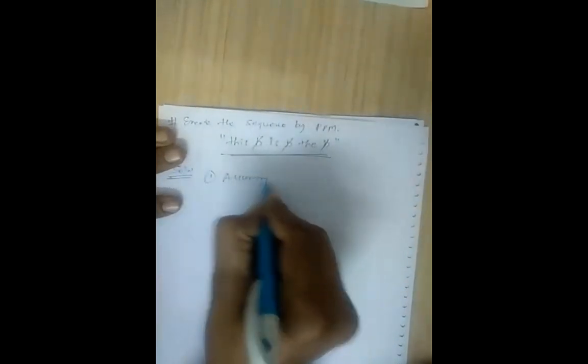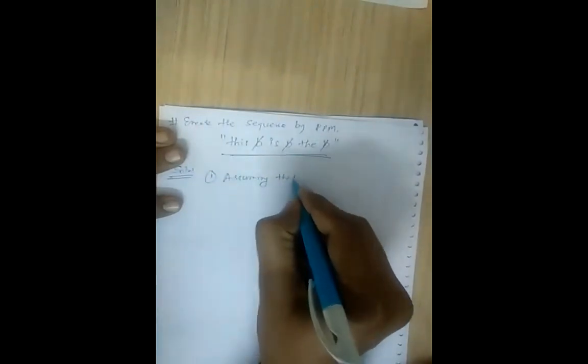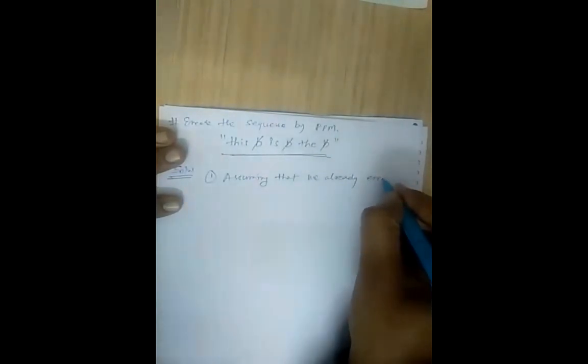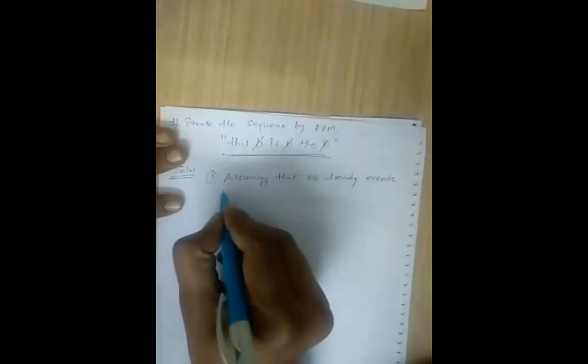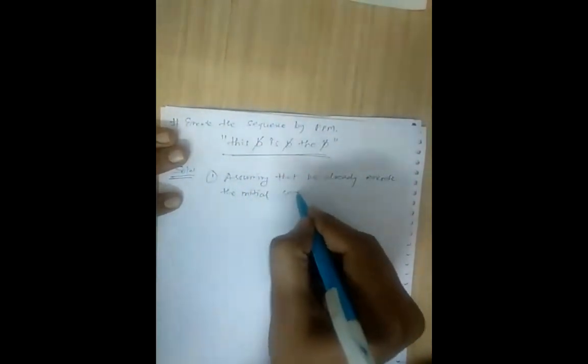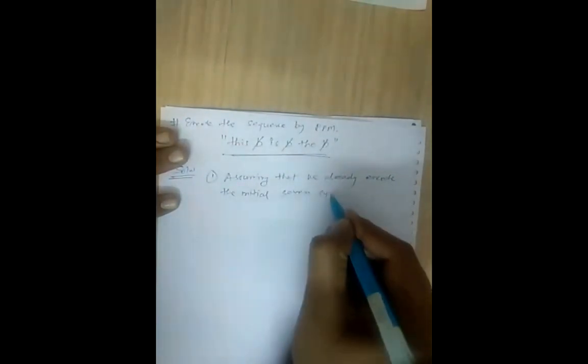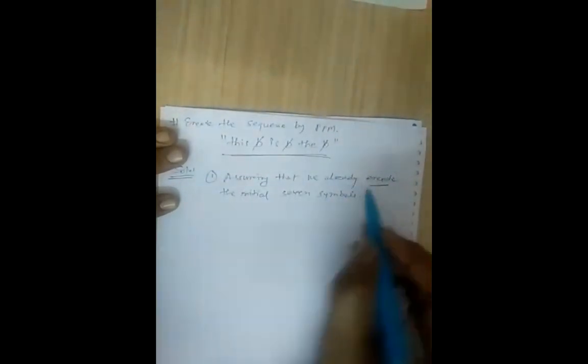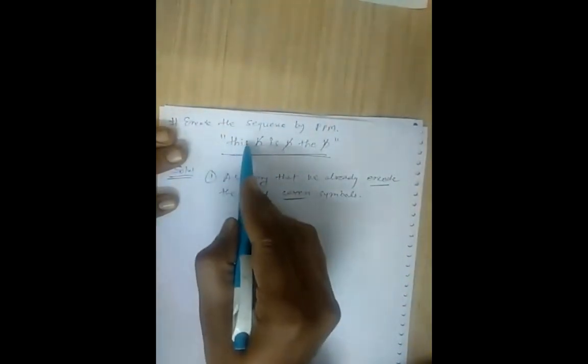Okay, so over here, start the solution. The first thing: we said that, assuming that we already encoded the initial 7 symbols. We are already assuming over here that initially there are just 7 symbols, like 1 2 3 4 5 6 7, and they have been already assumed.